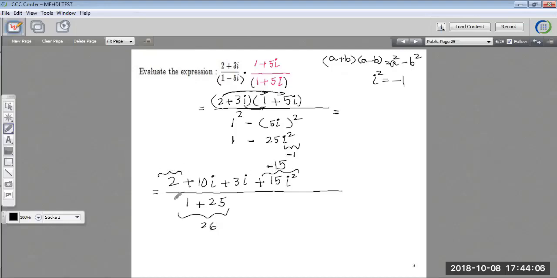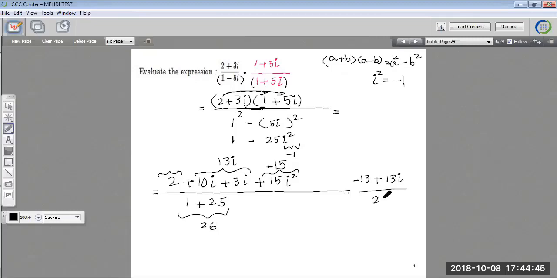And then we need to add the like terms, 10i plus 3i. That gives me a total of 13i. So I'm going to write this as the real numbers first. Minus 15 plus 2 gives you minus 13. That's the real part. Then we have plus 13i over 26. I can leave the answer just like that.